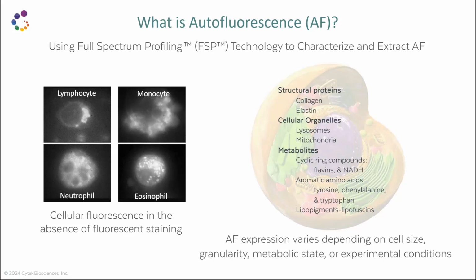And it is important to mention that the levels of autofluorescence and the pattern in terms of wavelengths is going to depend on how big your cells are, their granularity, the type of cell, their metabolic state, or even experimental conditions, if those cells were stimulated, if those cells went through fixation and permeabilization. That's going to change how your unstained sample will look, which is the indication of autofluorescence.